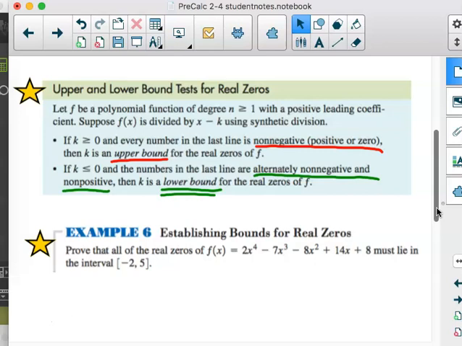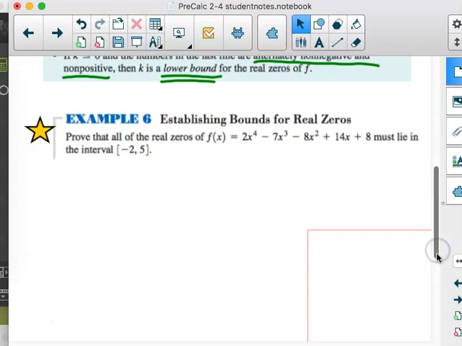So example 6 says, establishing bounds for real zeros, prove that all of the zeros of f of x equals 2x to the fourth minus 7x to the third minus 8x squared plus 14x plus 8 must lie in the interval from -2 to 5. Well, if that's the case, then -2 is a lower bound and 5 is an upper bound. And we should see synthetically what they just explained in our test up there. So let's give it a try.